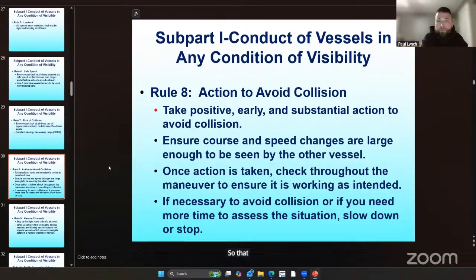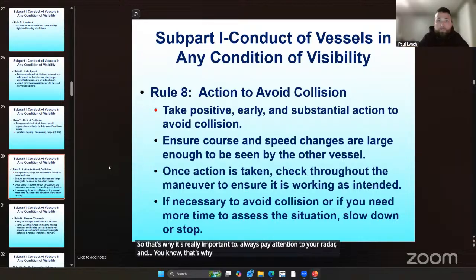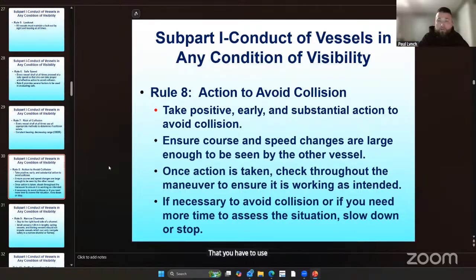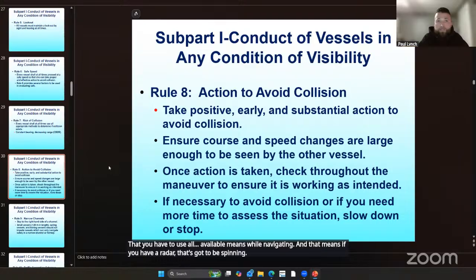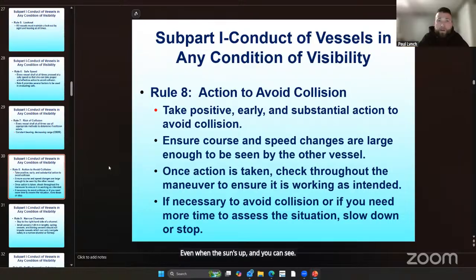So that's why it's really important to always pay attention to your radar. That's why you want your radar on. It's a rule that you have to use all available means while navigating. And that means if you have a radar, it's got to be spinning even when the sun's up and you can see 10 miles. Why? Because think about this. Someone's out there, they're blasting music loud, right? Do you think they can hear another boat behind them?